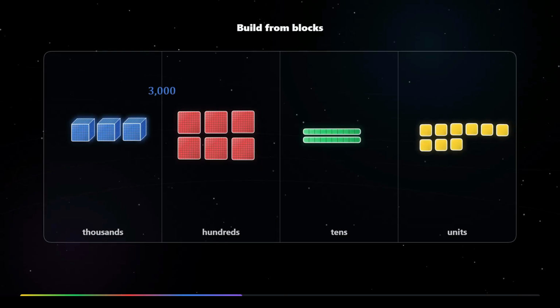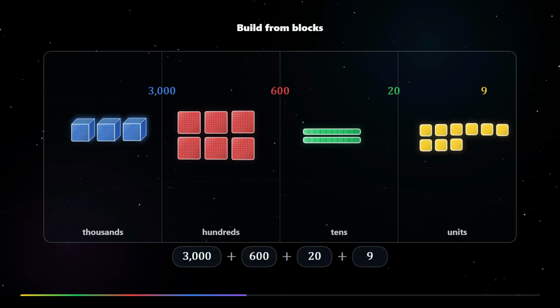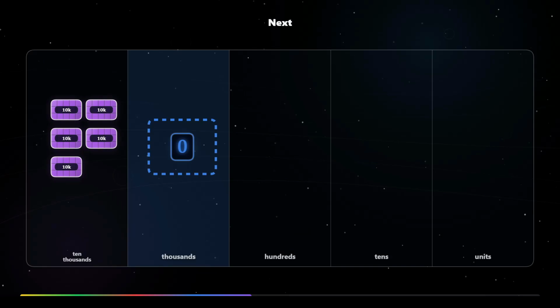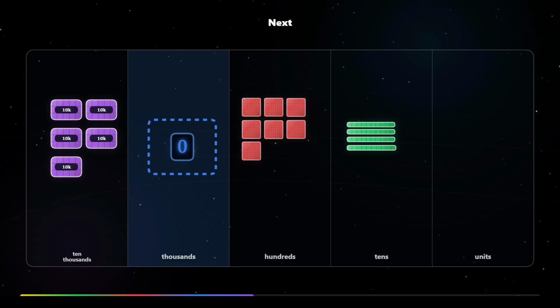3,000s is 3,000. 600s is 600. 2 10s is 20. 9 units is 9. Put them together. 3,000 plus 600 plus 20 plus 9 makes 3,629. Next, 5 10,000 blocks, no 1,000 cubes, 700 flats, 4 10 rods, 2 unit cubes, that gives 50,000 plus 0 thousands plus 700 plus 40 plus 2.